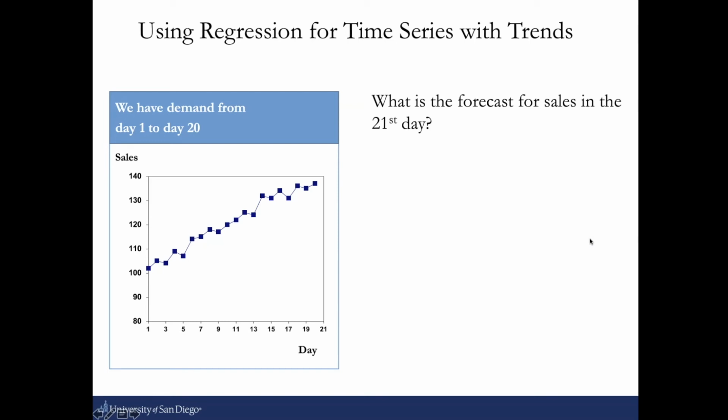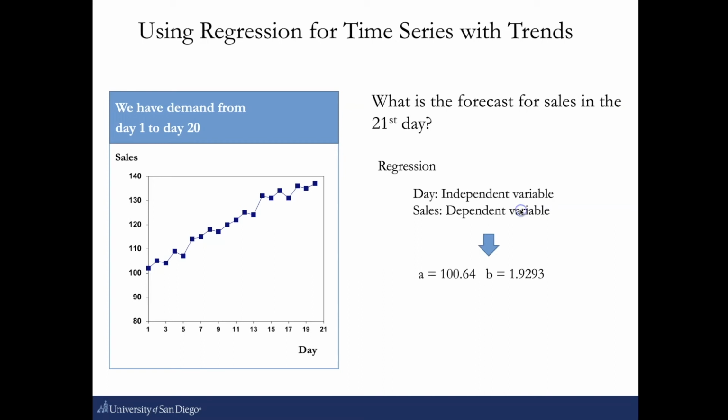What is the forecast for sales in the 21st day, given that you know the sales from day 1 up until day 20? So we can use Excel to derive or to estimate the alpha and beta, and this is the estimated value. And so the forecast for day 21: alpha will be the intercept, that's 100.64, and then beta, the slope, is 1.9293. Fit in here, multiply by 21, work through this, and you get 141.1553. Okay.